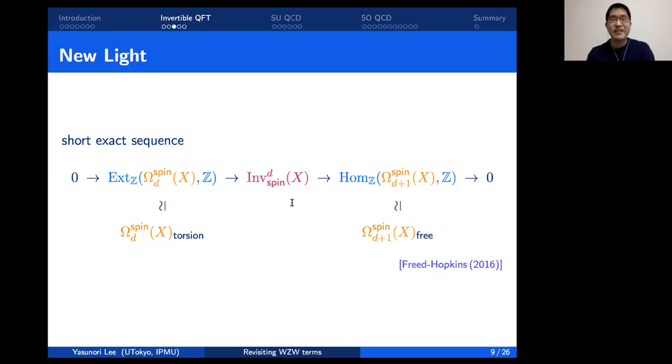This is the definition, I would say. It's roughly the dual of the Bordism group. I introduced the omega d spin X before, and you can think of this as a certain dual of that Bordism group. Okay, dual means under Hom or something? Under Hom? Yes.